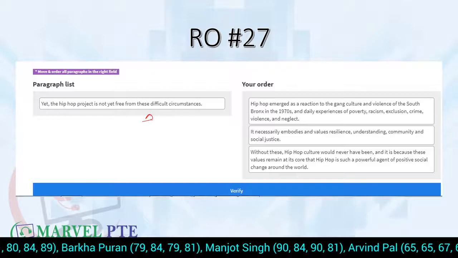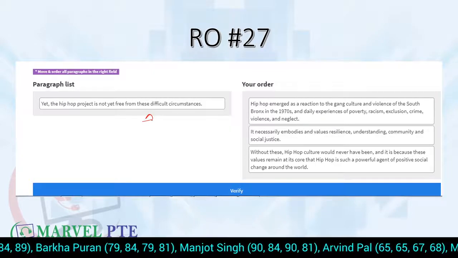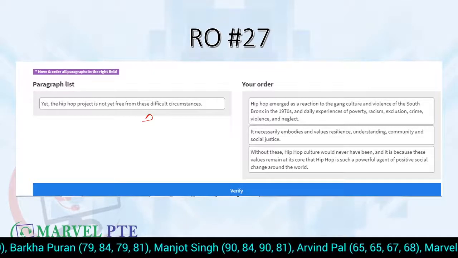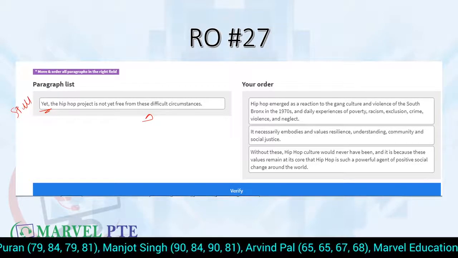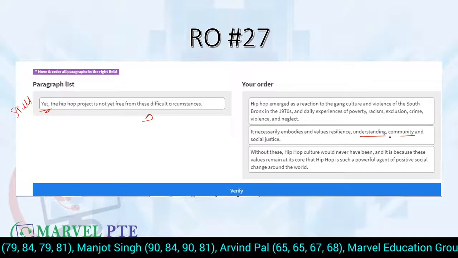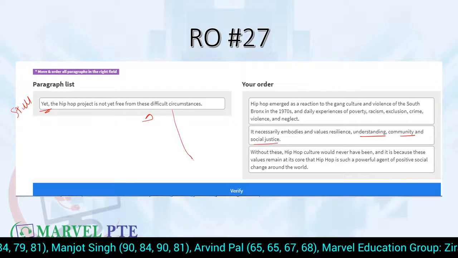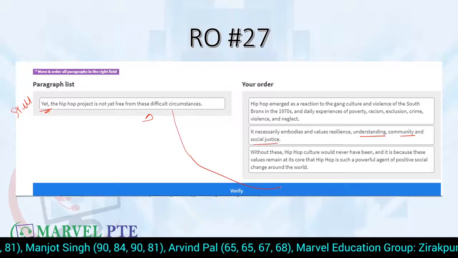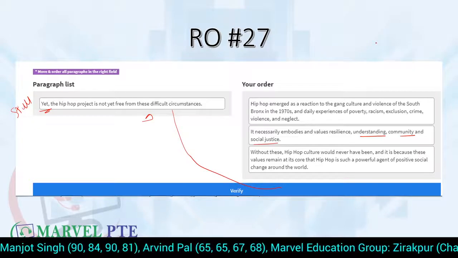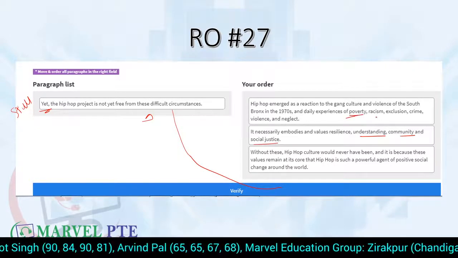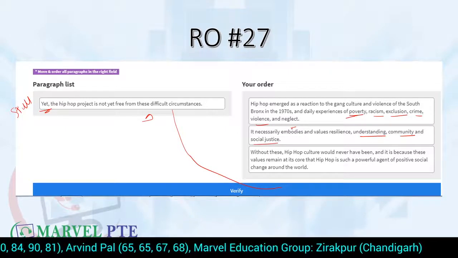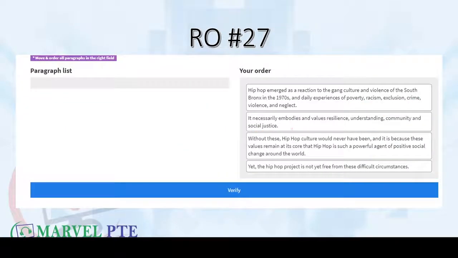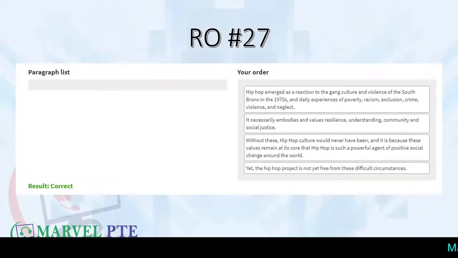And now we are just left with the one line, and it seems like a conclusion line also, because we are talking about how still it has good values of understanding, community, social justice. Still it is not free from these difficult circumstances. Which circumstances? We are talking about poverty, racism, exclusion, crime, violence, and neglect. So we are going to move this over here and let's see if the answer is correct. Yes, our answer is correct.